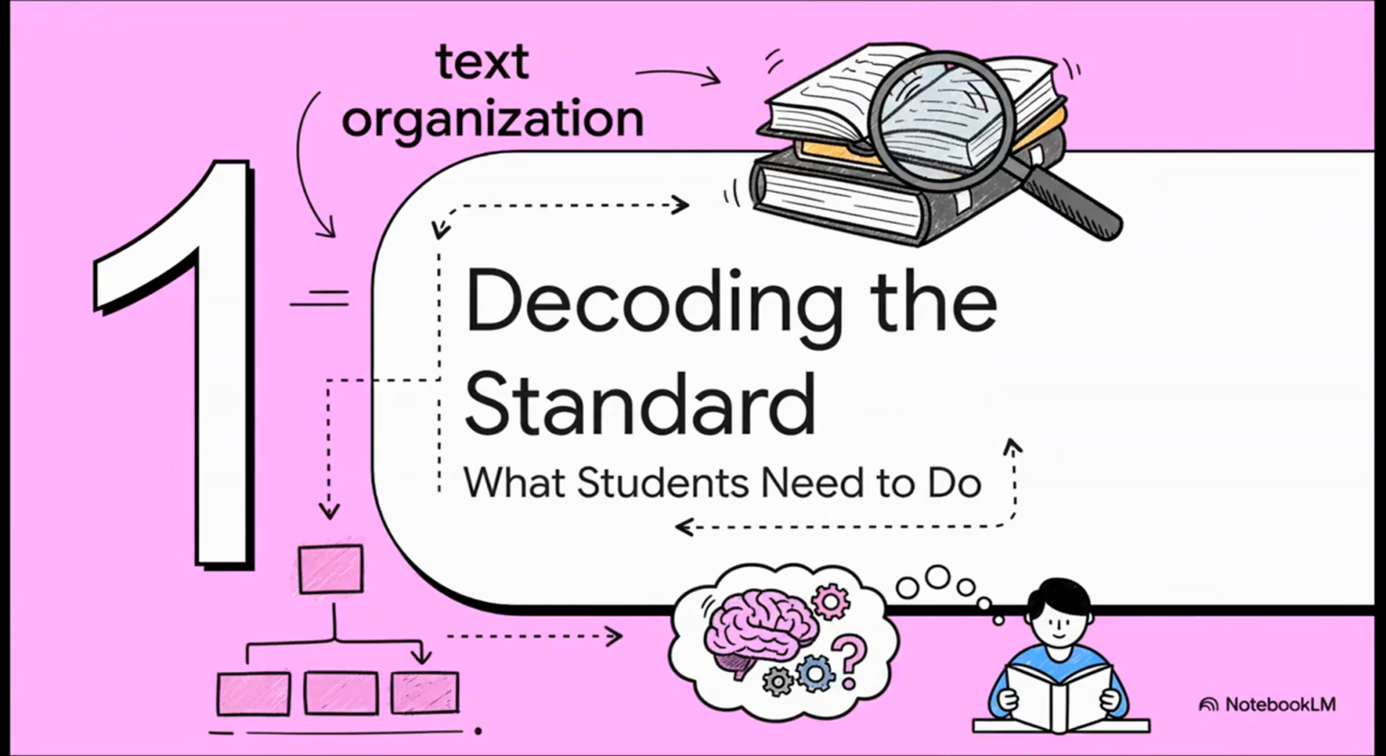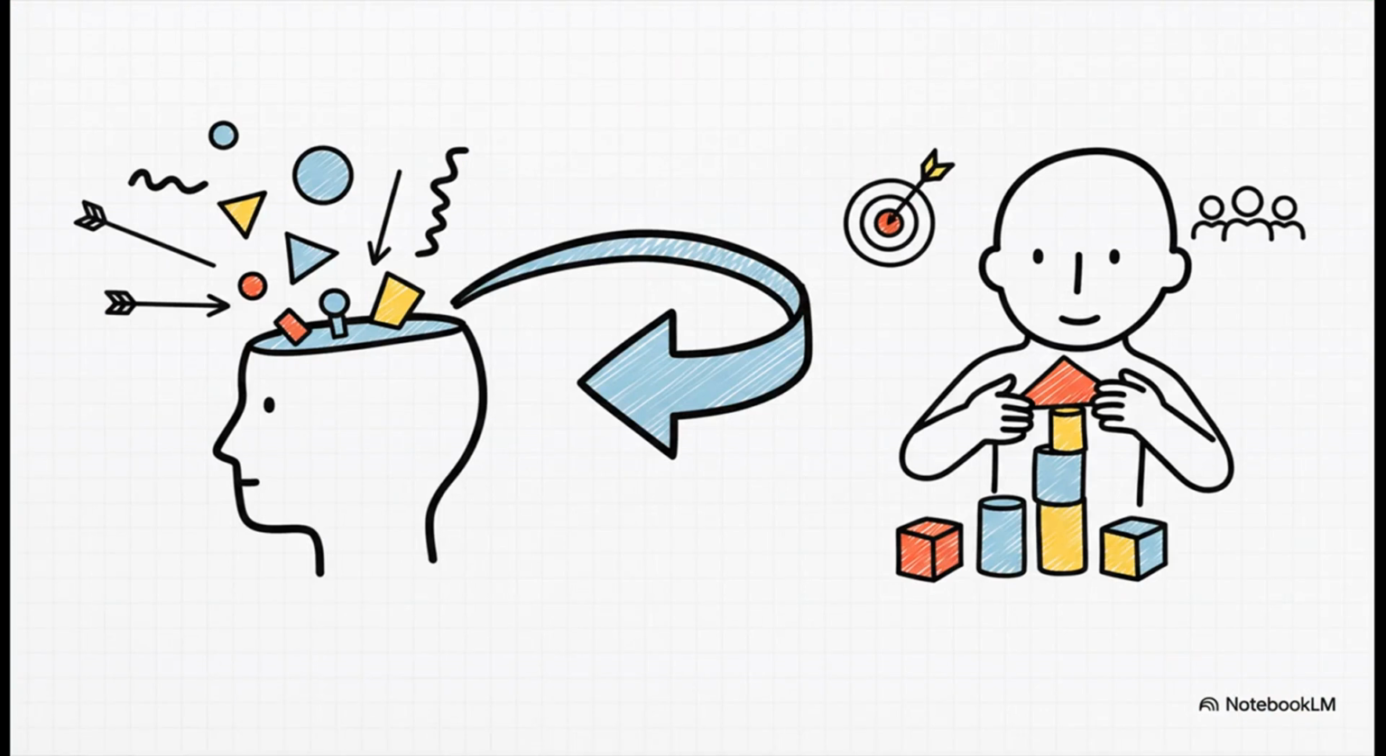Okay, first up, let's decode the standard. What are we really asking our students to know and be able to do when it comes to text organization? Well, in teacher-friendly language, we are teaching our students to be thinkers. They're not just throwing in a bold word because it looks cool. They're asking themselves, okay, who am I writing this for? What am I trying to say? And what's the best way to build this thing so my reader really gets it? It's a huge shift from just being a reader to being a creator.